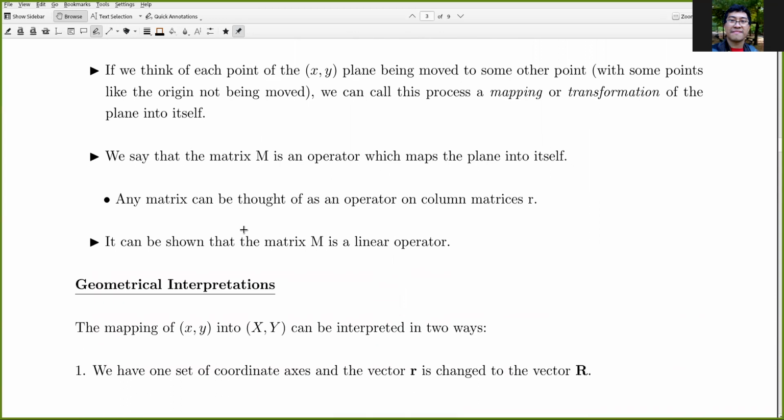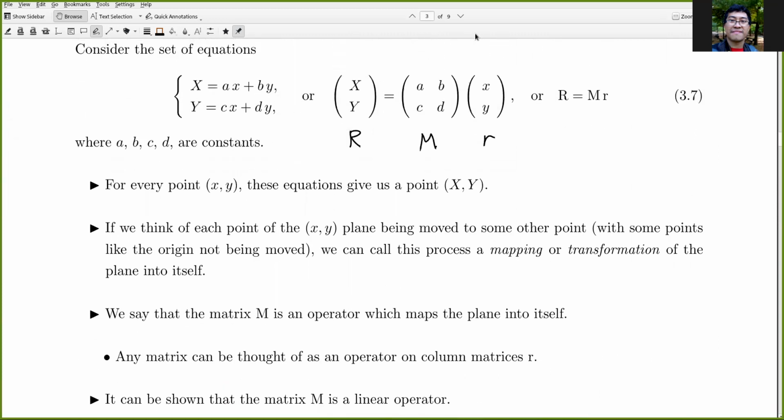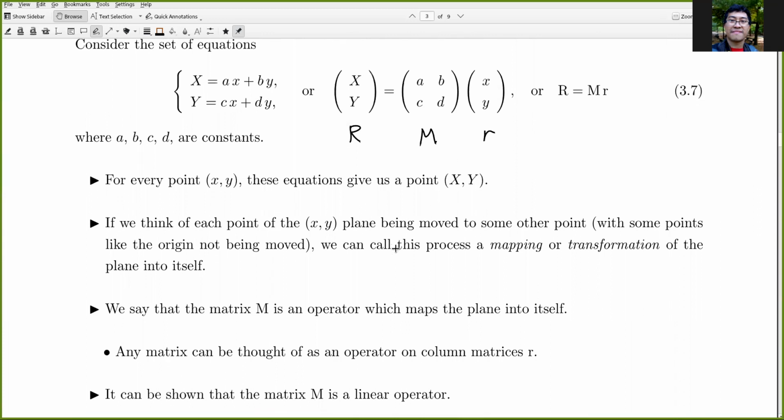Any matrix can be thought of as an operator on column matrices R. It can be shown that the matrix M is a linear operator. That is actually easy. This is just a matrix. Multiply it to a column R1 plus R2, and you should get M R1 plus M R2. Multiplied by a constant, you should get the constant times M times R.